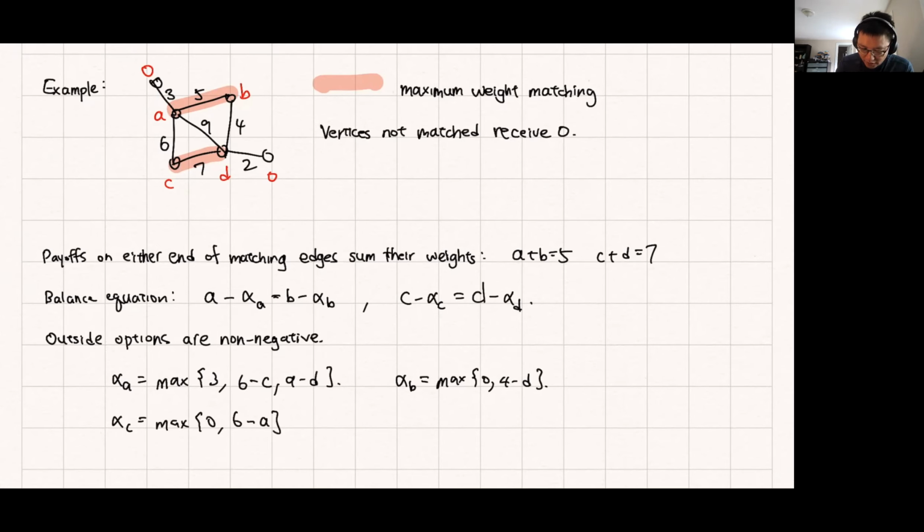Right. And then the outside option for D is going to be 3 choices. It's either 0, which guarantees that it's at least 0 for sure, and 4 minus B and 9 minus A. Okay, so those are the outside options.